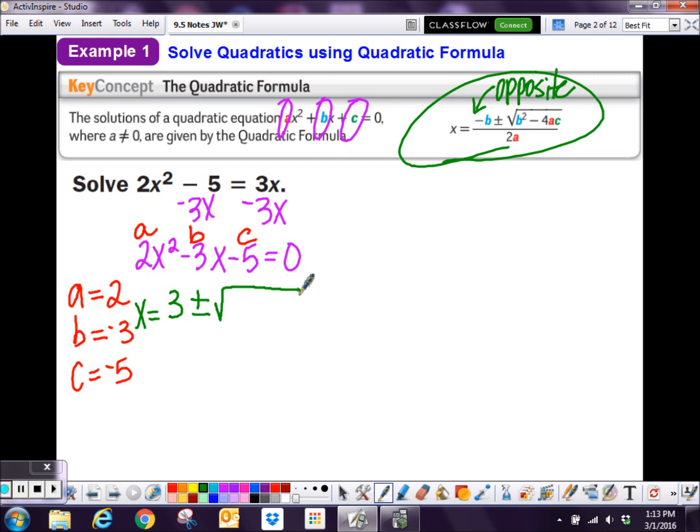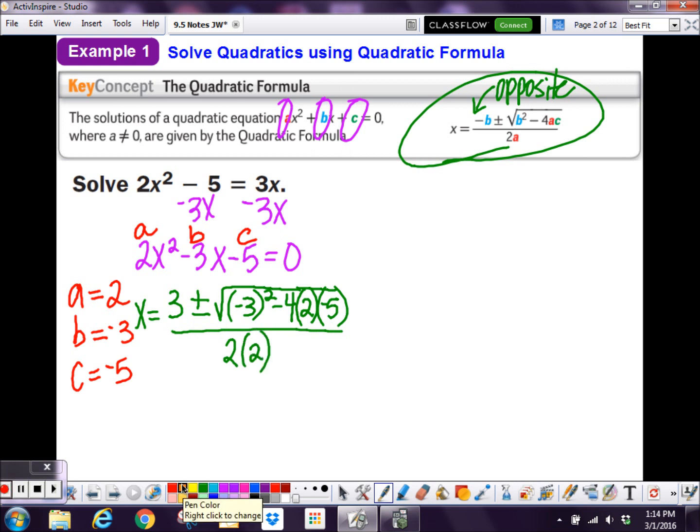The square root. Now, whatever you plug in here needs to go in parentheses. So in parentheses, I have negative 3, because that's my b, squared, minus 4, remember that 4 is always there, times A, which is 2, times C, which is negative 5, all over 2A. Now in the future, if you want to simplify that stuff on the bottom, like 2 times 2, instead of writing 2 times 2, you can go ahead and write 4, just to save a little time.